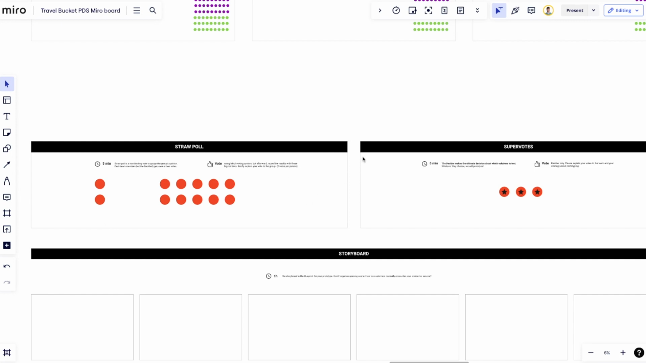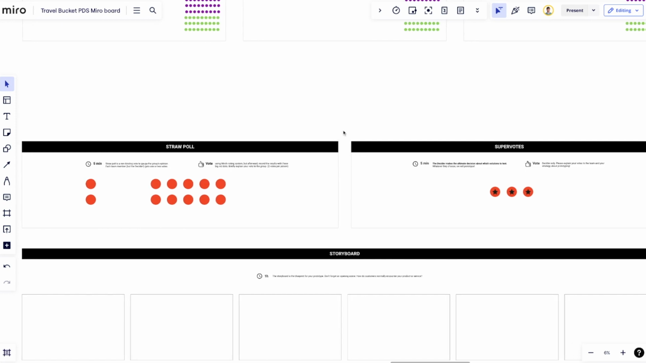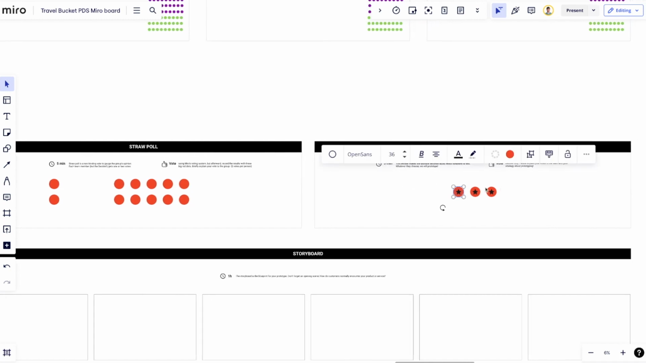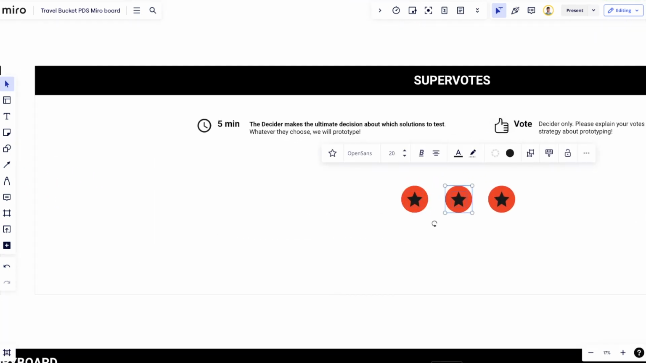Now, if you have one key decision maker, potentially a CEO or a project head for this idea that you're looking at, they're going to have these things that we call super votes. So they don't get any red dots. They will get these super votes instead. And as I said, it will only be one person that gets these, so the key decision maker. Essentially, a super vote means this idea is going in the prototype. This is a guarantee that it's in there.